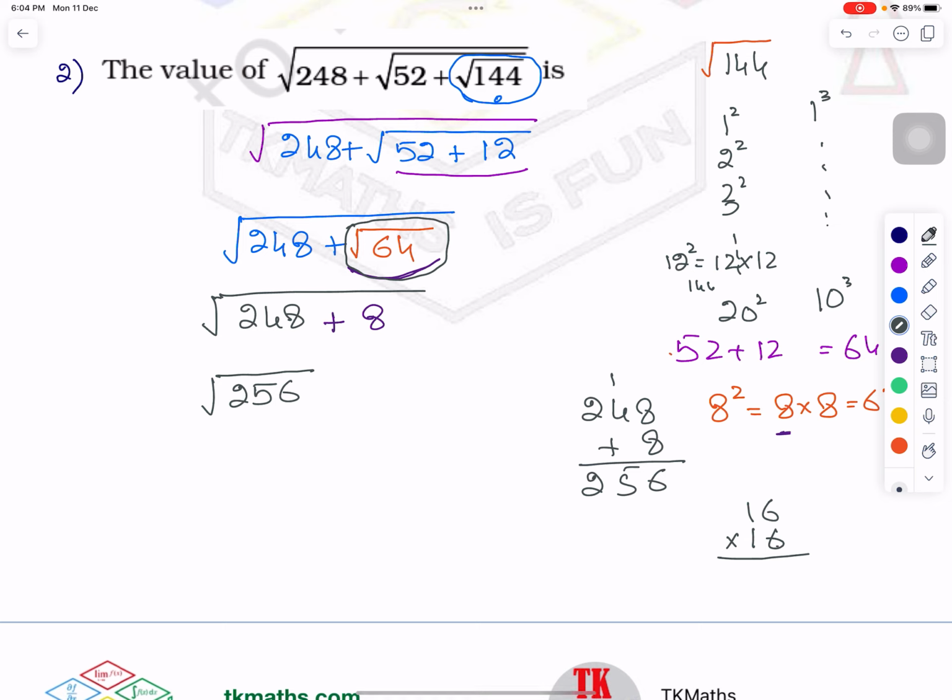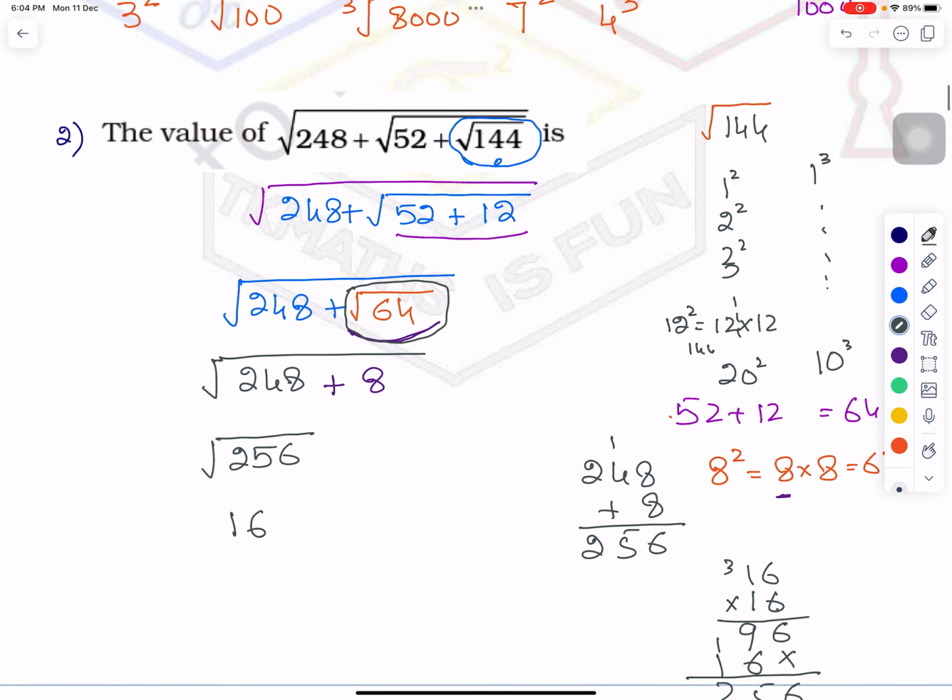6 sixes are 36, 9, 6, 1. 256. So 16 square, which means 16 times 16, is 256. So the answer is 16. So this is how you solve the question step by step. So it will not look difficult to you.